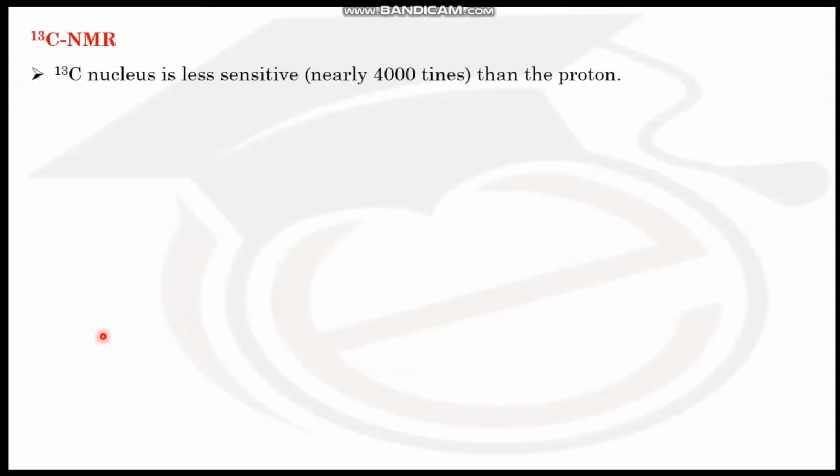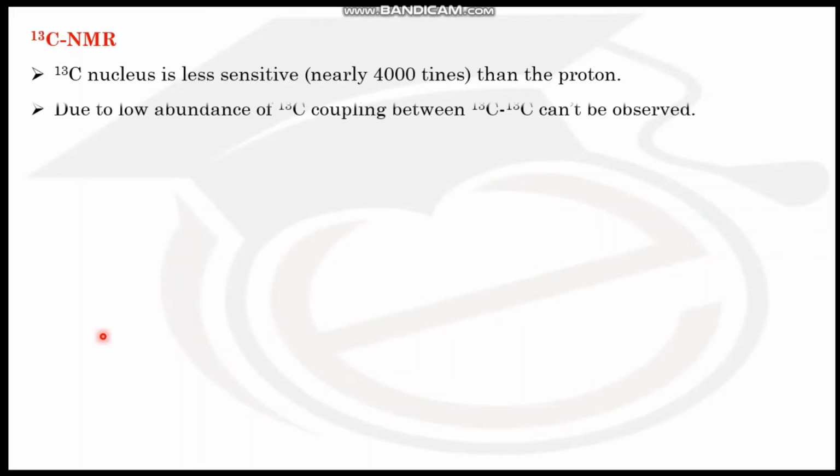The first point is that the C13 nucleus is less sensitive than proton. Carbon has three isotopes: C12, C13, C14. C12 is inactive because its I value is 0. For C13 the I value is 1/2, and C14 is radioactive. So C13 is the active nucleus, and it is less sensitive than proton.